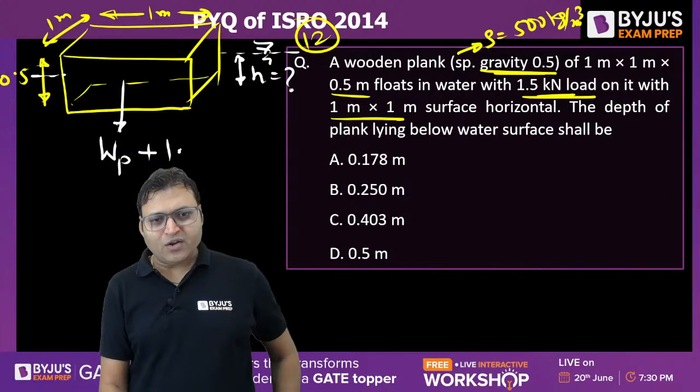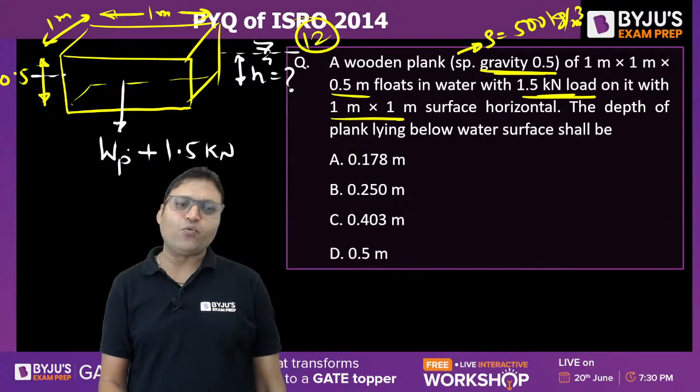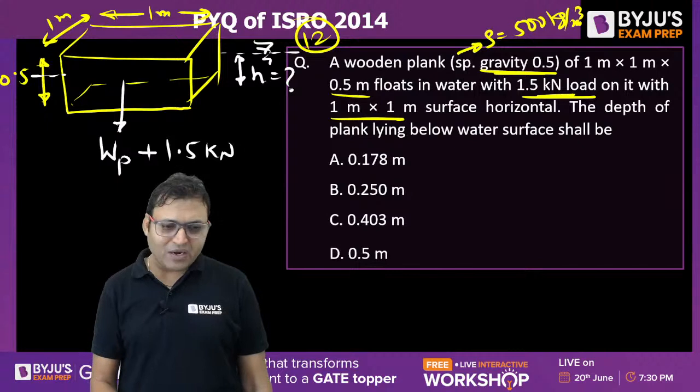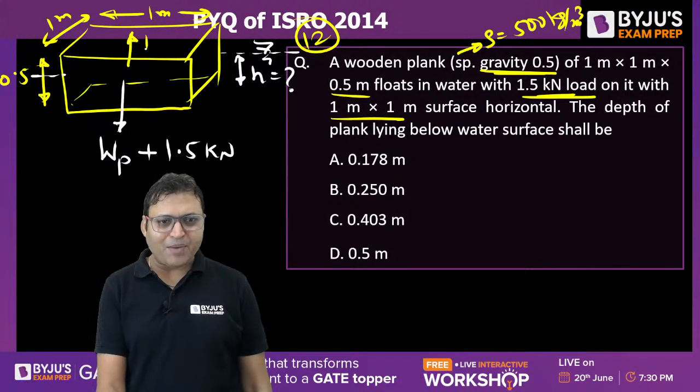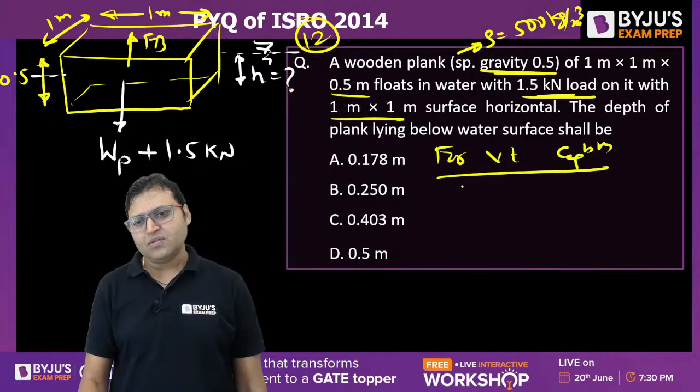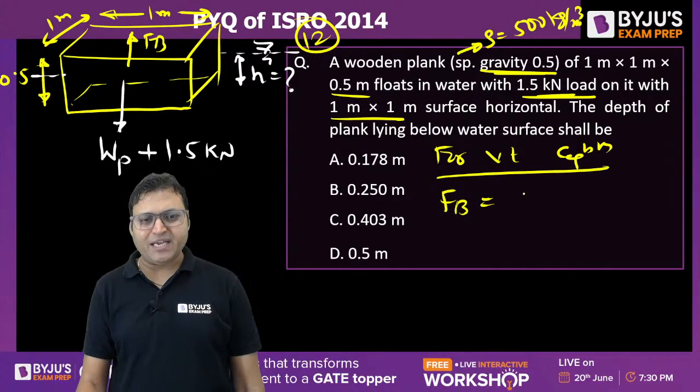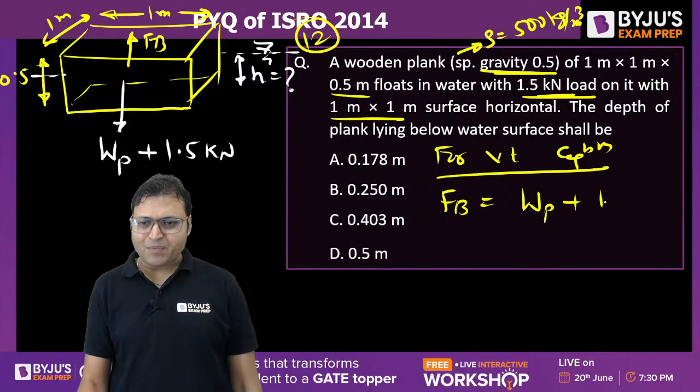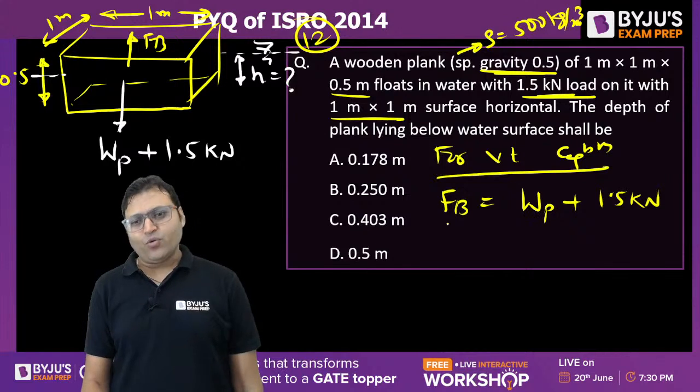So the total weight in the downward direction is the weight of the plank plus 1.5 kilonewton, isn't it? And there is an upward force, which is the buoyant force. So for vertical equilibrium, the buoyant force must be equal to the weight of the plank plus 1.5 kilonewton. What is the buoyant force?